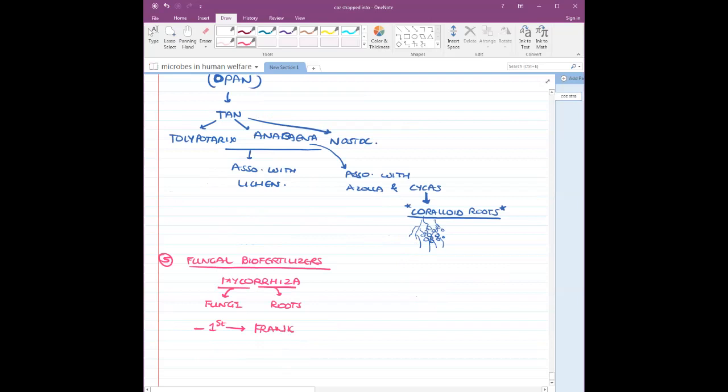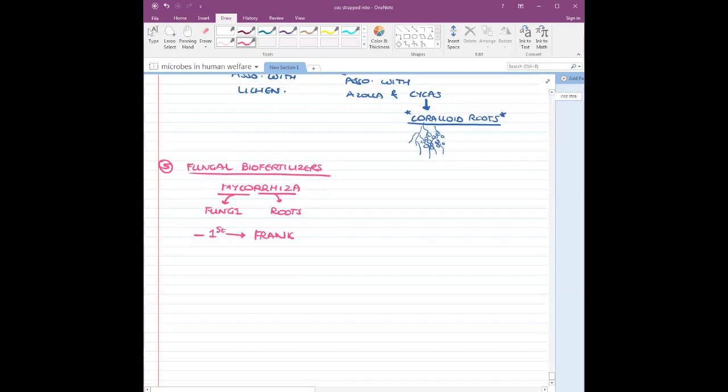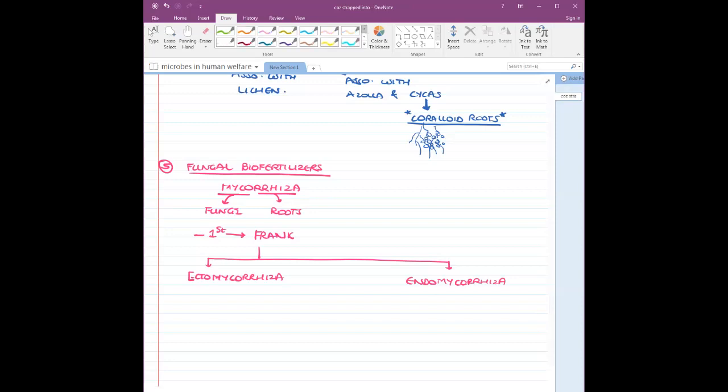Okay. And now what did he say? He said that these mycorrhiza we can classify into two different types, that is ectomycorrhiza and endomycorrhiza, depending upon how they work. Okay, so we have the first one, ectomycorrhiza, because we'll talk about this first. This is simple. And then we'll move on to your endomycorrhiza.